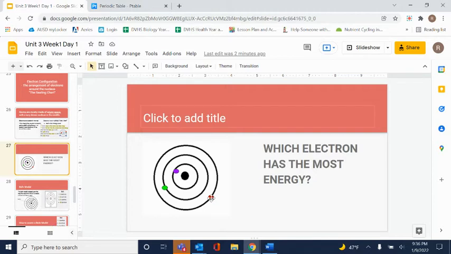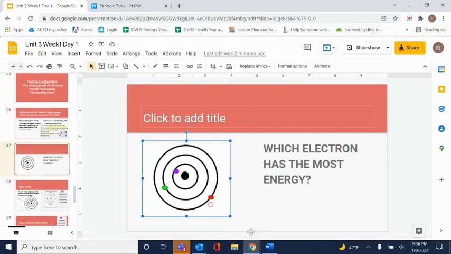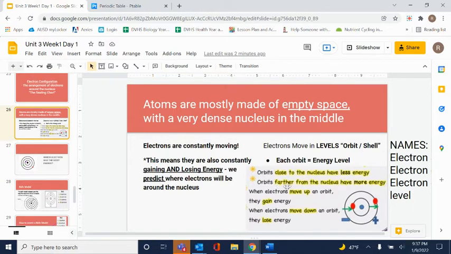The answer would be the red electron has the most energy because it is in the outermost orbit, or the outermost energy level. It is furthest away from the nucleus, which is in black here. Okay, so the purple one is the weakest. The red one is the strongest. So that goes with that rule.